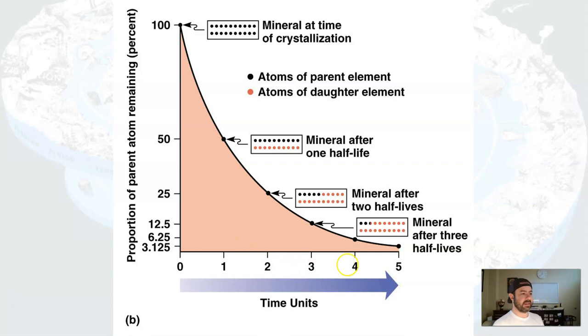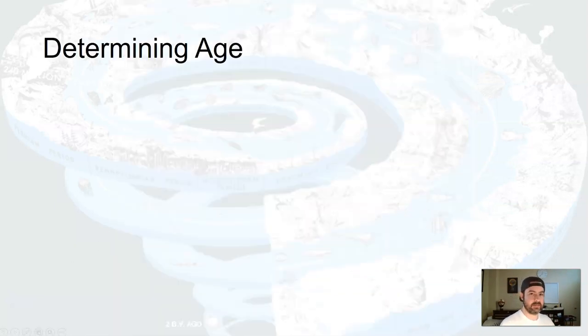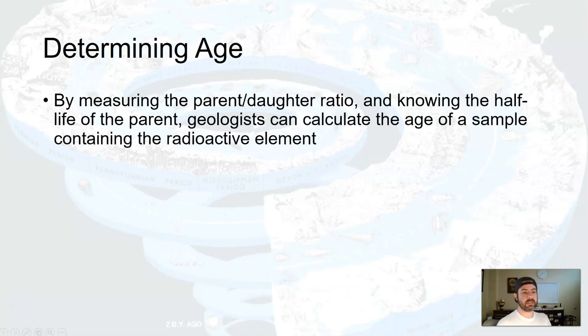example. But again, as you get further and further in half-lives, you get less and less parent, and then it gets a little bit harder. So we want to choose a particular isotope that has the right time scale. By measuring the parent and daughter ratio and knowing the half-life of the parent based on what we know from labs already, and we count all of these things up using fancy machinery, we can calculate the absolute age of a sample of rock containing the radioactive element.